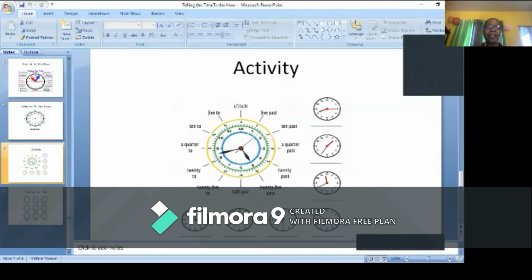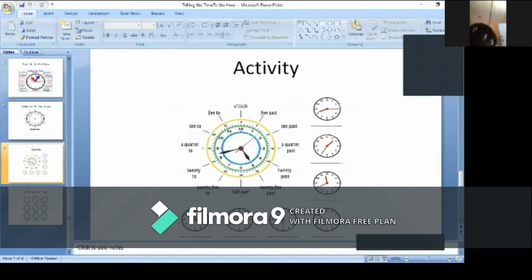And I have a clock there to remind us of the minutes past and minutes to the hour. Now look at the first clock right here, the first activity clock. Put your short hand on the 8 and put the long hand on the 3. Short hand on the 8, long hand on the 3. And when we're telling the time, we look where the hour hand is first.